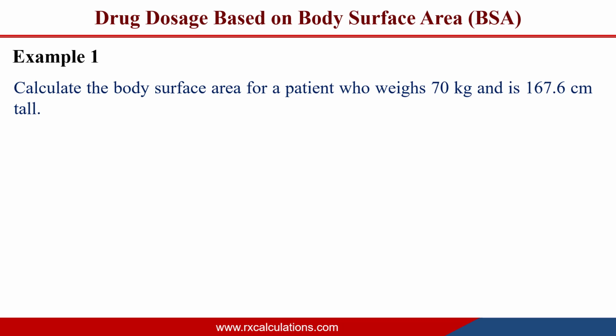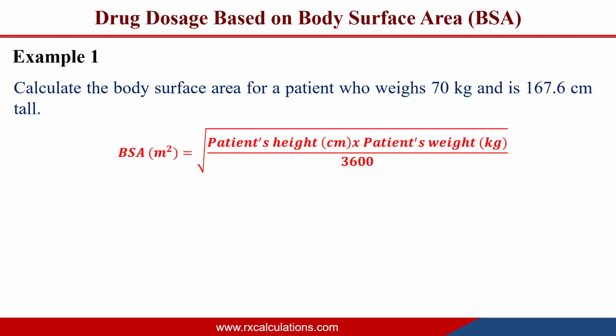So based on the height, which is in centimeters, and the weight, which is in kilograms, the most appropriate form of the equation to use would be BSA in meters squared being equal to the square root of the patient's height in centimeters times the patient's weight in kilograms divided by 3600, because the units in the equation are the same as the units for the patient information provided.